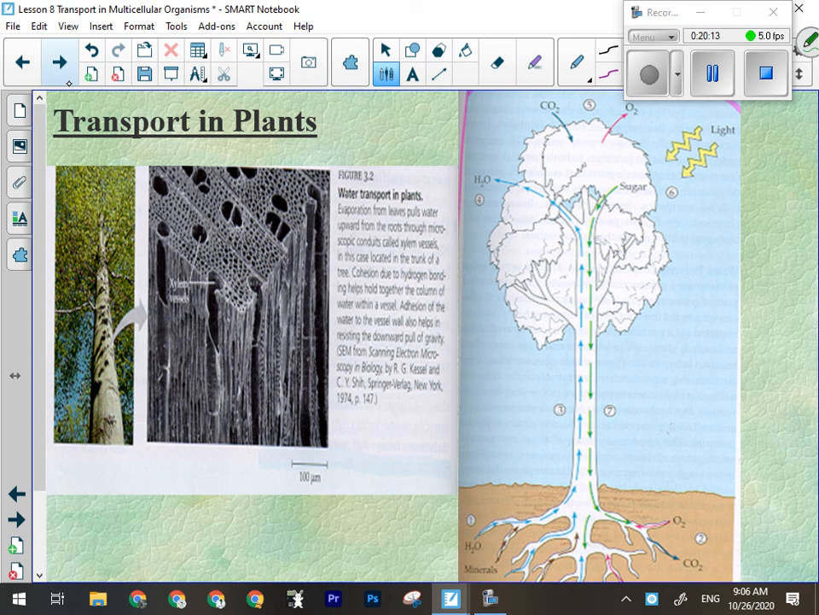This is cellular respiration, the process by which sugars are broken down to release their energy. Okay? Obviously, a lot of that occurs in the roots, but it also occurs in the leaves as well.